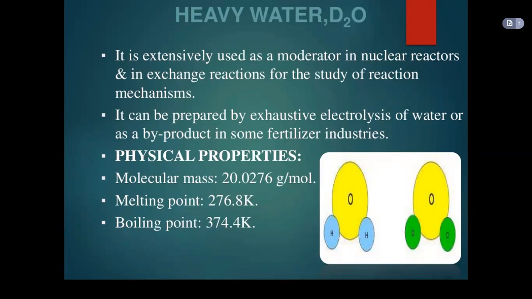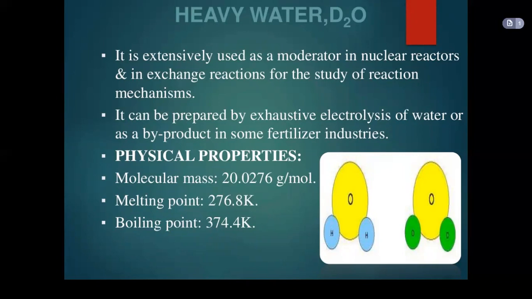And how can we get it? We can prepare it by exhaustive electrolysis of water, or sometimes we can get it as a byproduct. Byproduct means a waste product or extra product when we produce or prepare fertilizers in fertilizer industries.